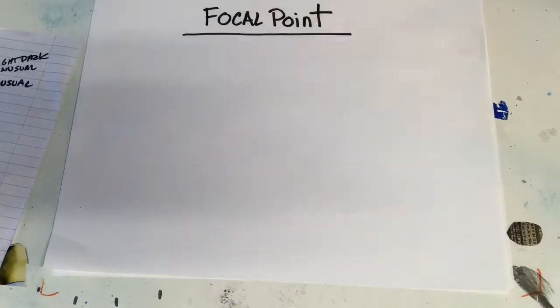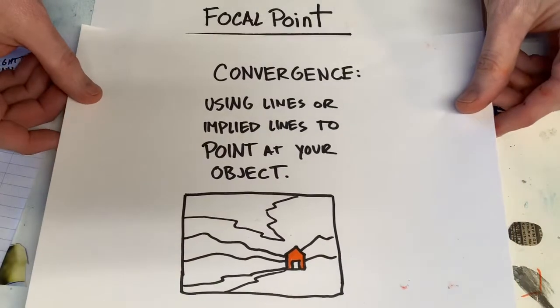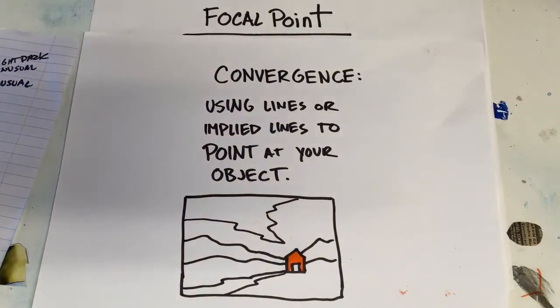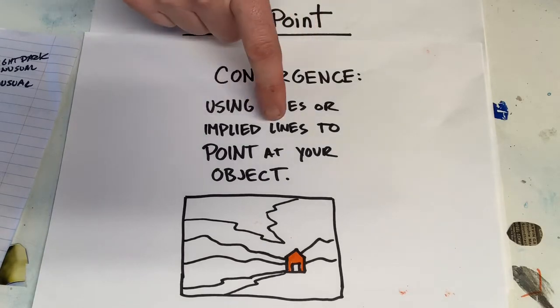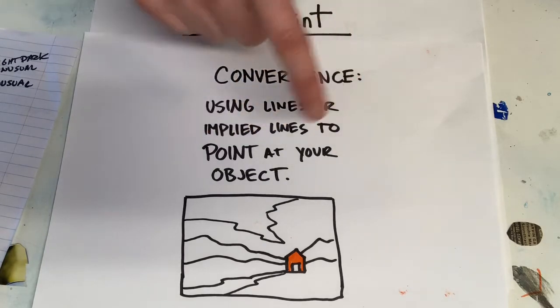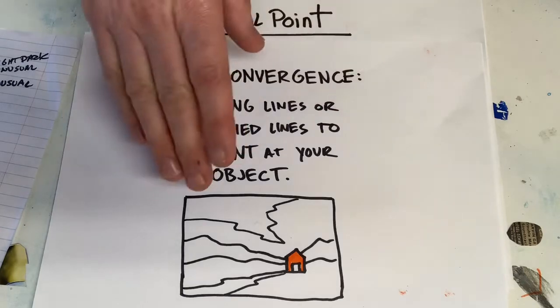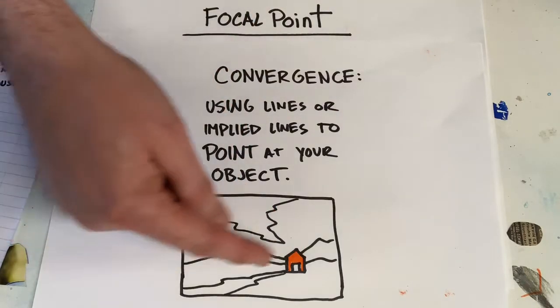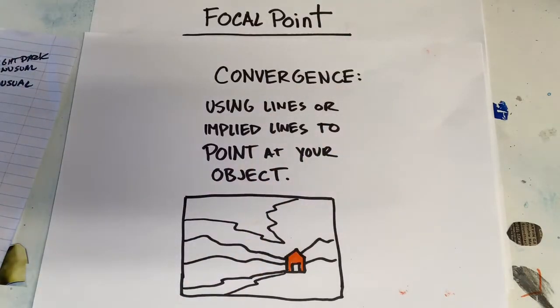And the fourth way to create a focal point is something called convergence. This might be almost cheating, but a lot of artists use this. It's when you're using lines or implied lines to point at your object. So literally you're pointing right to the thing you want your viewer to look at.